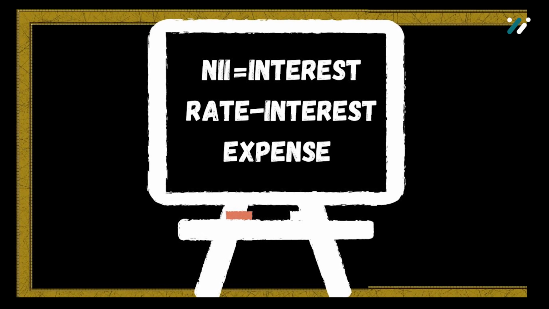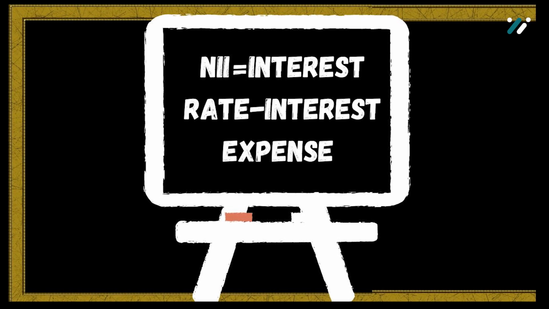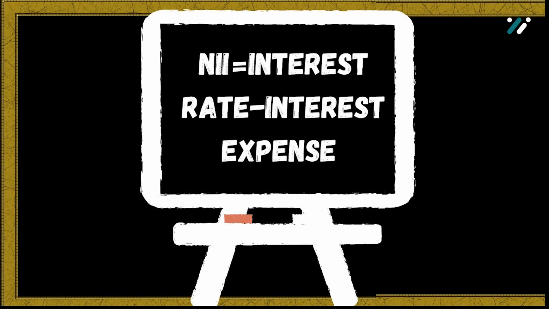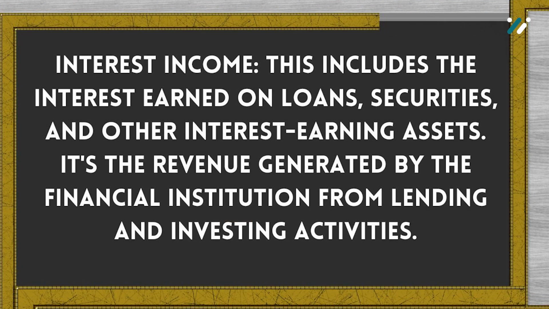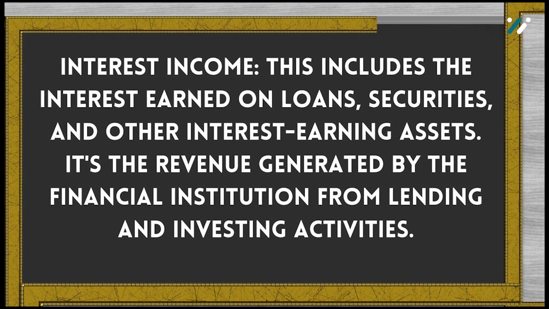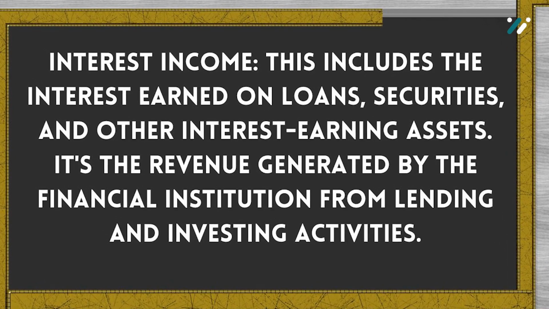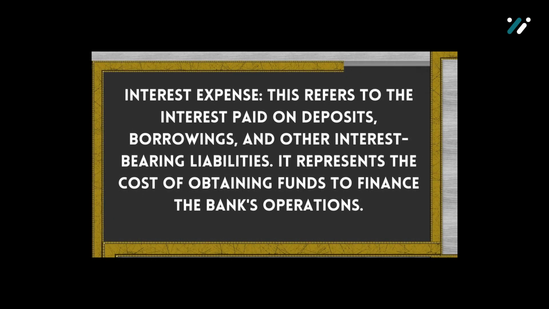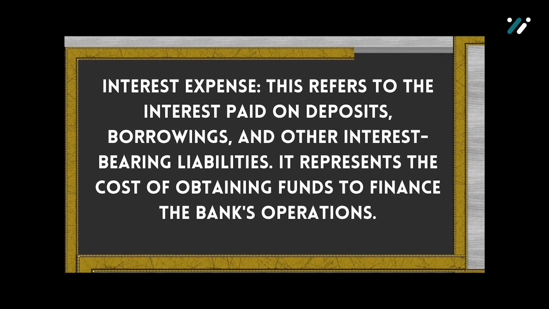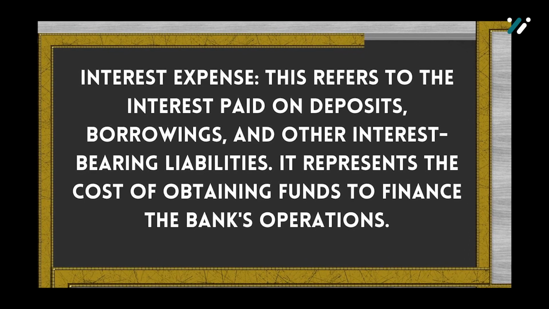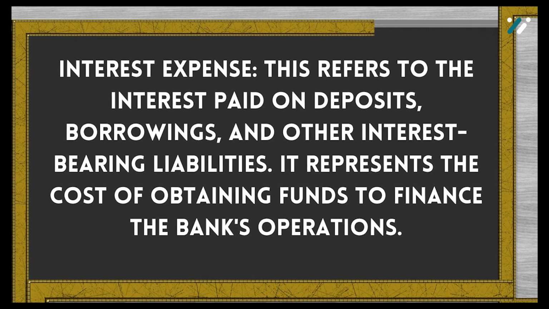Now let us break the components down for easy assimilation. Interest income. This includes the interest earned on loans, securities, and other interest-earning assets. It's the revenue generated by the financial institution from lending and investing activities. Interest expense. This refers to the interest paid on deposits, borrowings, and other interest-bearing liabilities. It represents the cost of obtaining funds to finance the bank's operations.